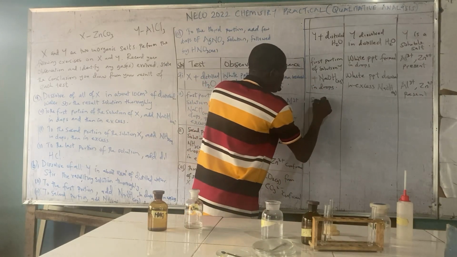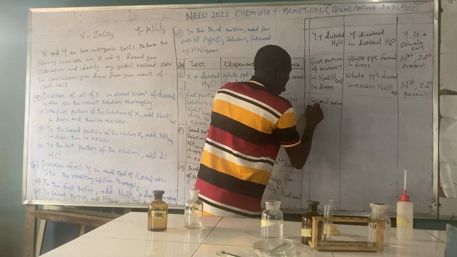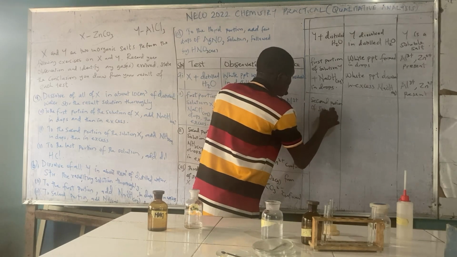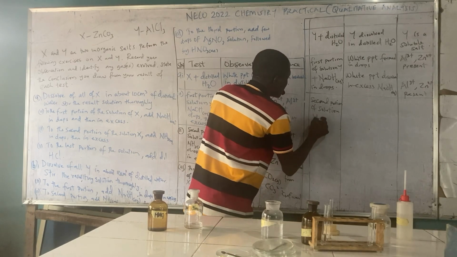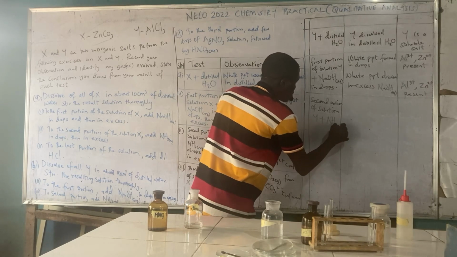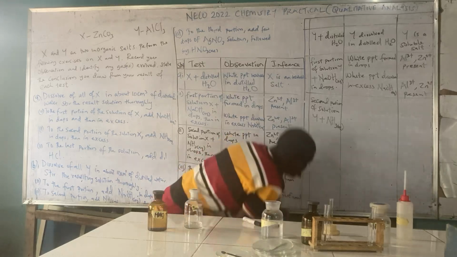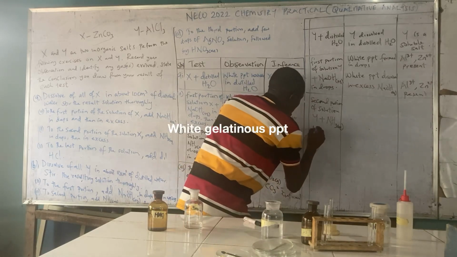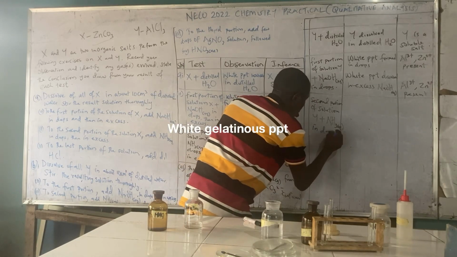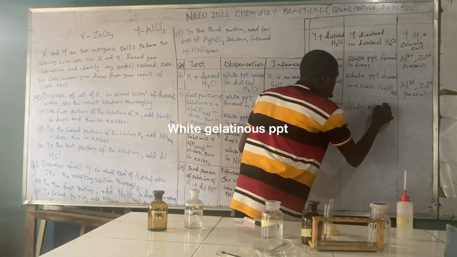Now the second portion of solution Y, plus aqueous ammonia, you understand? Aqueous ammonia in drops. What do we have? White precipitate formed in drops.